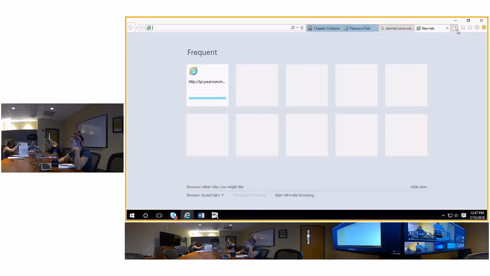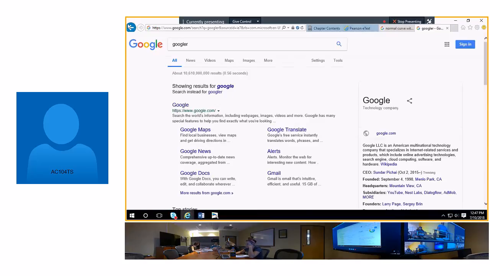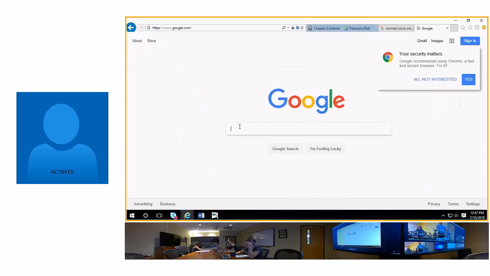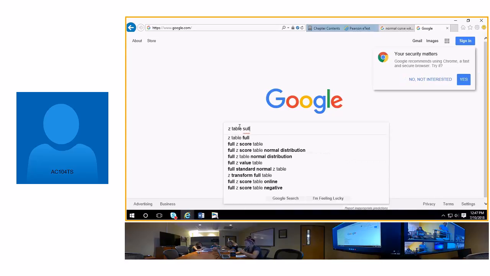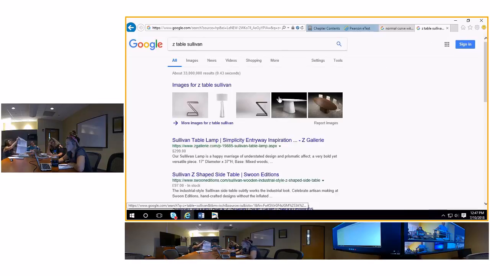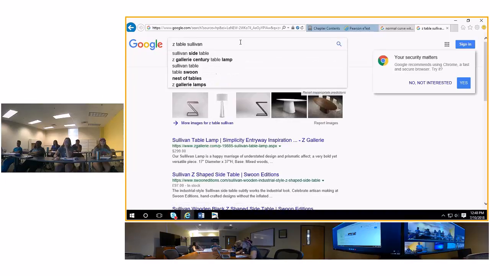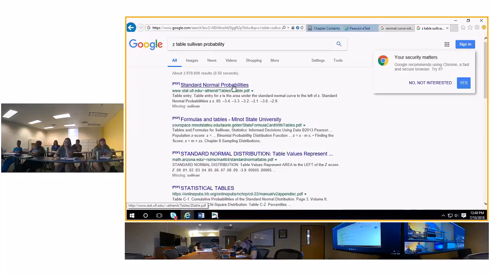I'm going to have to Google it. Hold on, I'm going to do it for class. So let me Google it. All right, and pull up Z table. And I'm going to type in Sullivan. That's too long. Sullivan text. Sullivan probability. Took you too literally on that one. Yeah, exactly. Hit images. There they are.